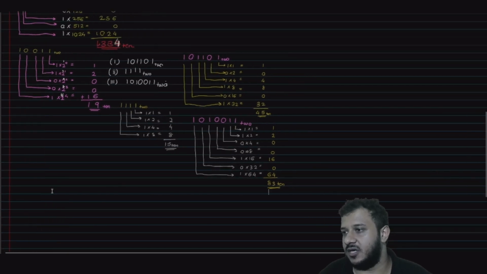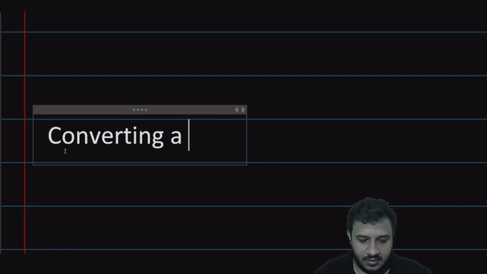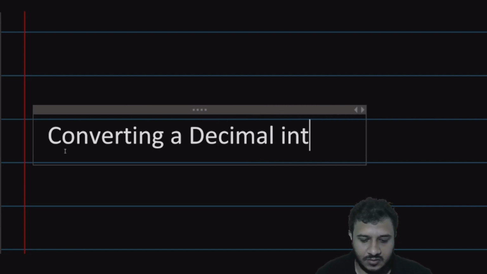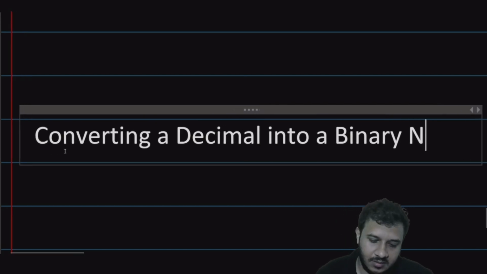Then for that, let's write down converting a decimal into a binary number.